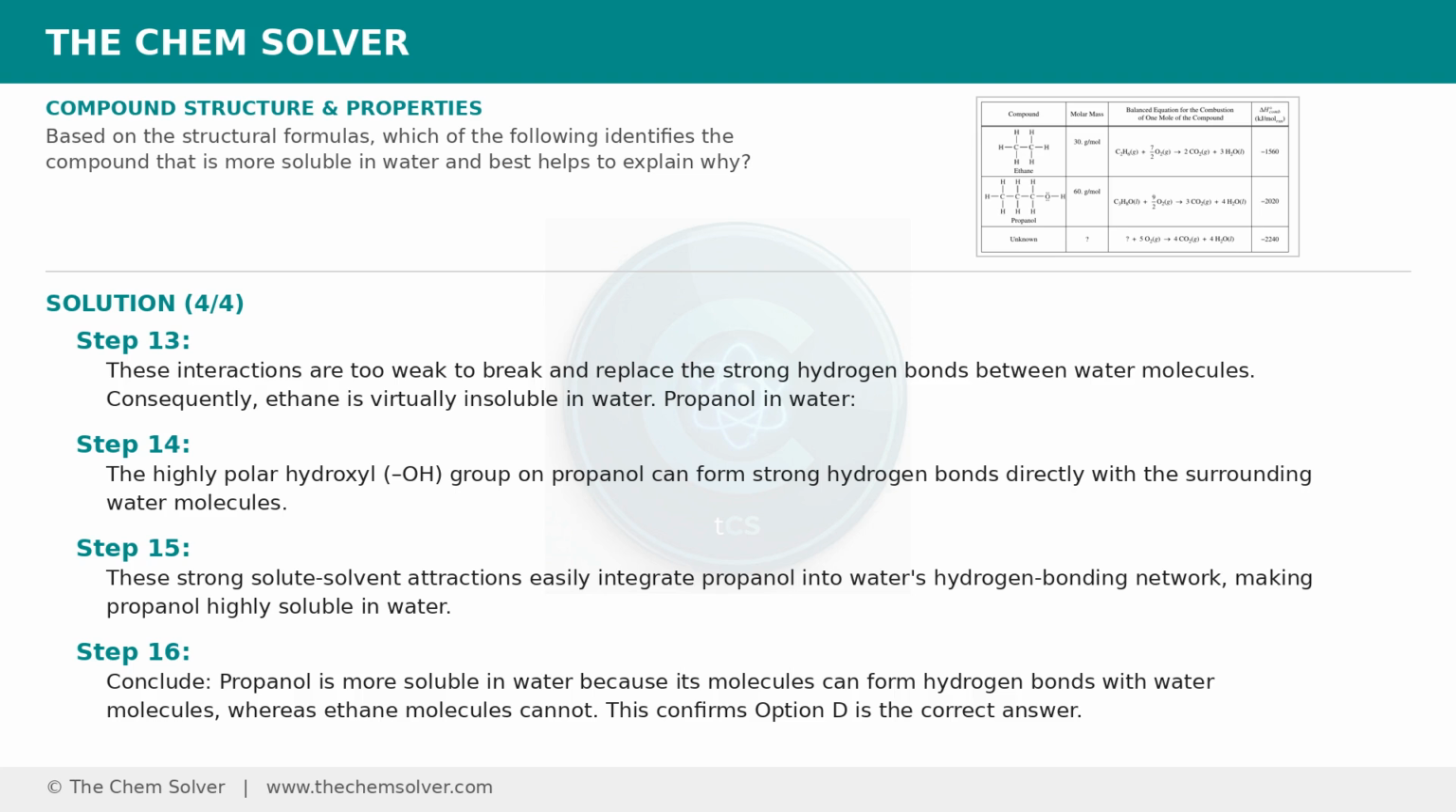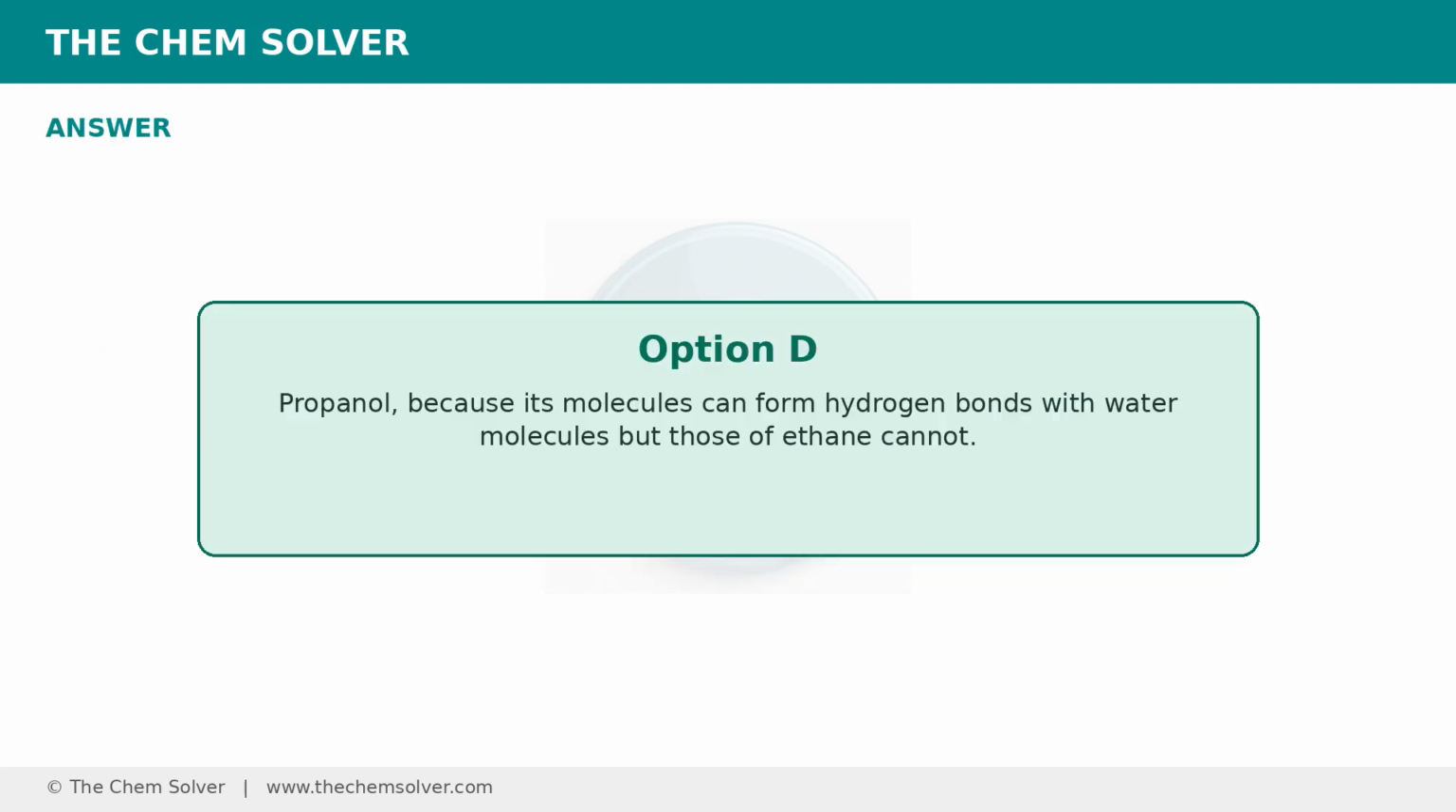Conclude. Propanol is more soluble in water because its molecules can form hydrogen bonds with water molecules, whereas ethane molecules cannot. This confirms option D is the correct answer. The correct answer is option D, propanol, because its molecules can form hydrogen bonds with water molecules, but those of ethane cannot.